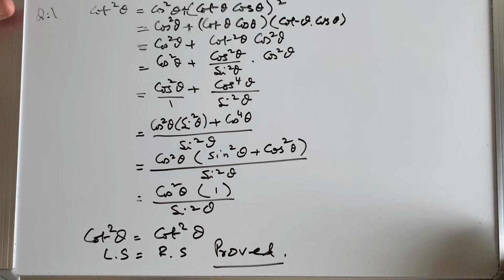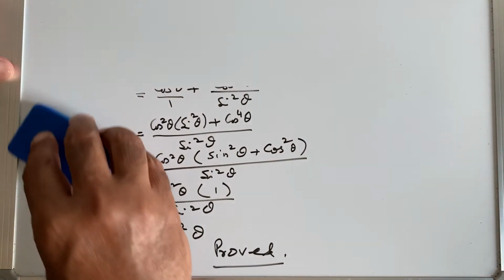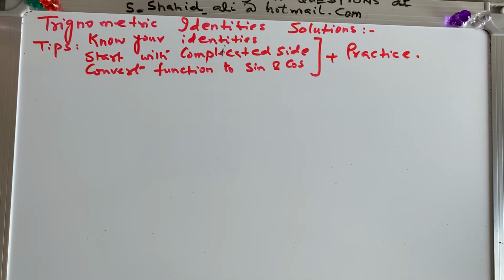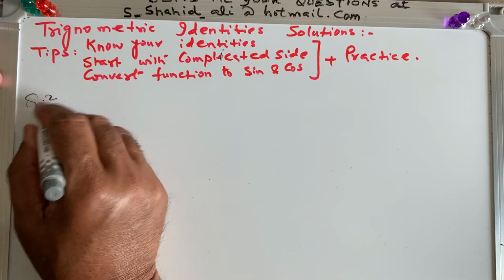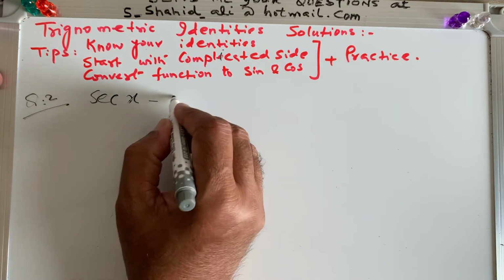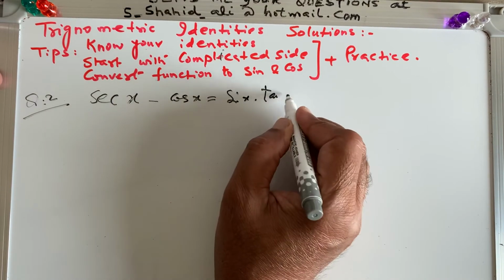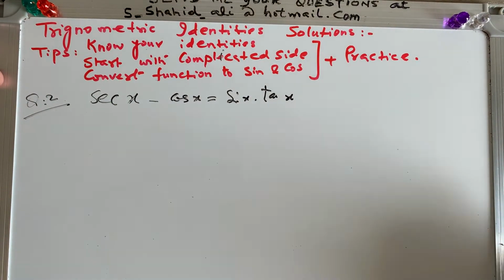So you know how we take the side which is more complicated and start doing it, and using those LCMs and trigonometric identities, we can solve the equation easily. So this was the first question, and the second question in this exercise sent by the student is, let's see what the second question is. The second question here I have: sec x minus cos x is equal to sin x times tan x. Which side will you take? Okay, I will try the left side.